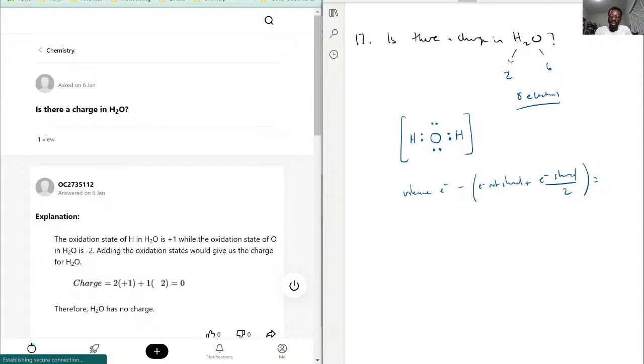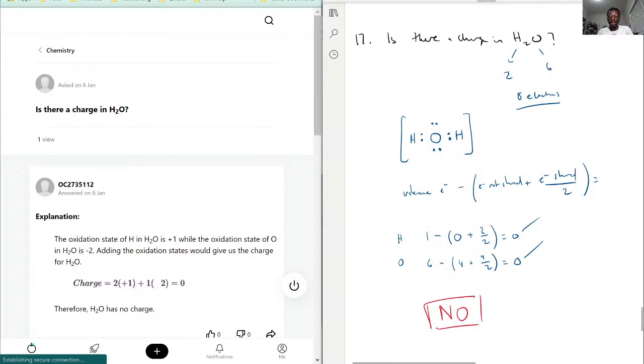If we do the hydrogen first, we have 1 minus, it has no electrons that it's not sharing, so that's 0, and it's sharing 2 electrons, so 2 over 2, that equals 0. Perfect. Now for the formal charge of oxygen: oxygen has 6 valence electrons, it has 4 by itself, and because it's sharing 2 on each side, that's 4 in total. So that indeed does equal 0 as well. Because the formal charges for both are 0, this means that H2O, water, has no charge. So the answer is no.